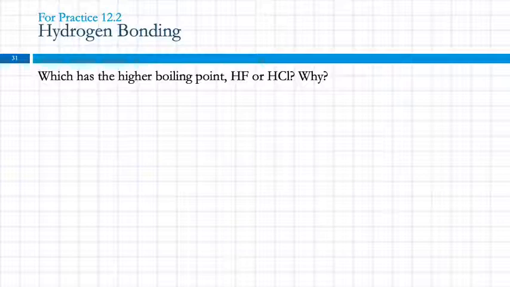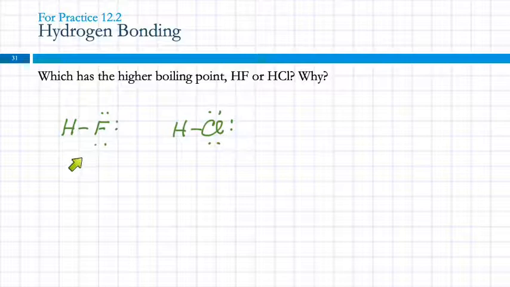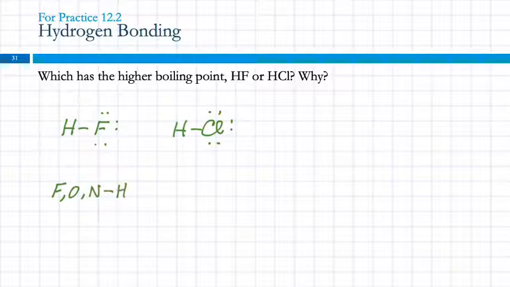Which of these two has a higher boiling point, HF or HCl? HF. Good, fast answer. Why? Hydrogen bonding, yay! So if we look at these two, everything has dispersion forces, right? And these are both polar, right? Two different nonmetals. But this one has hydrogen bonding because, phone home, we've got fluorine bonded to hydrogen.